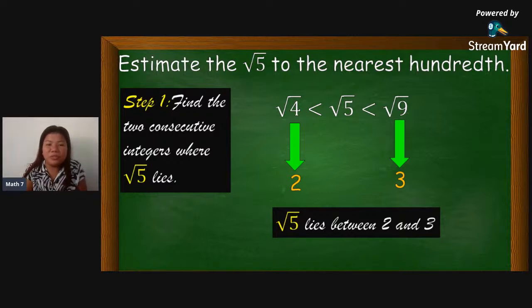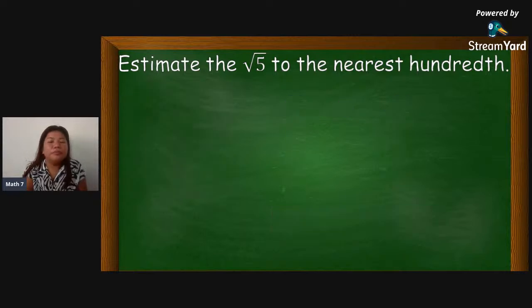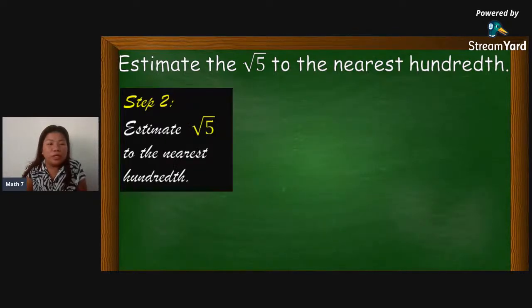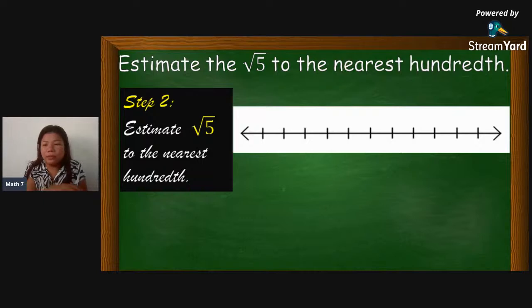Okay. Next, we'll proceed. Pakikuha po ng inyong ruler. Step number 2, estimate square root of 5 to the nearest hundredths. Okay, estimate na natin. Pakikuha ng ruler, please, and make a number line. Ang tawag dito ay number line. Number line extends to the right and left. Pakikuha ng anything na tuwid.